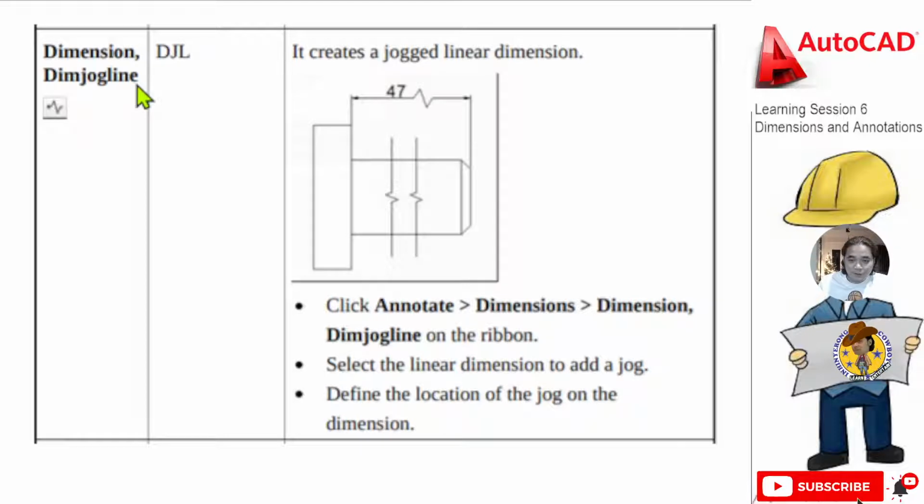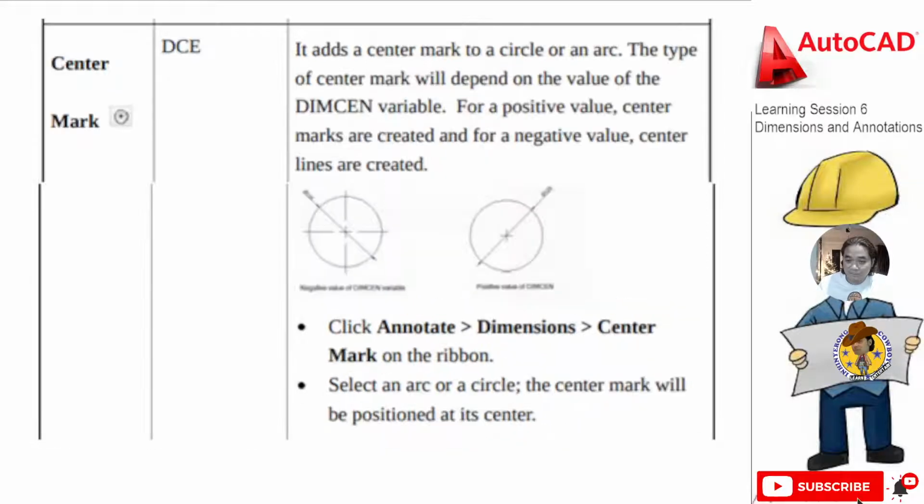Okay, so for dimension jog line, DJL, you can type DJL as the shortcut key. It creates a jog linear dimension. So like this one. Click Annotate, Dimension, Jog Line on the ribbon. Select the linear dimension to add the jog. Then define the location of the jog on the dimension.